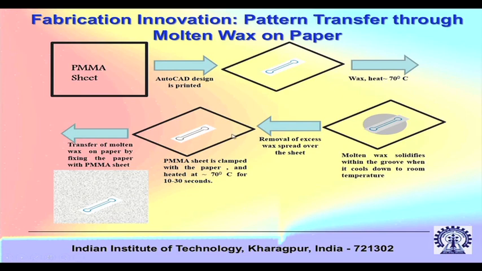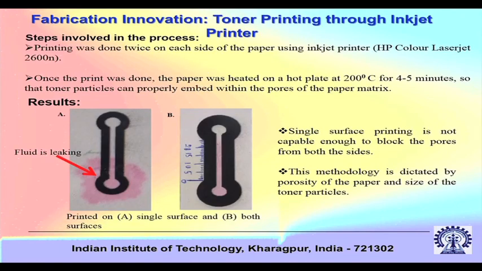So the excess wax that is spread over the sheet is removed, and the PMMA sheet is clamped with paper and heated at 70 degrees centigrade for 10 to 30 seconds. Then wherever the wax is there, when it is clamped with paper, there is a transfer of molten wax to the paper. From the PMMA sheet the wax pattern will be transferred to the paper sheet if you clamp them tightly. So this is basically pattern transfer.